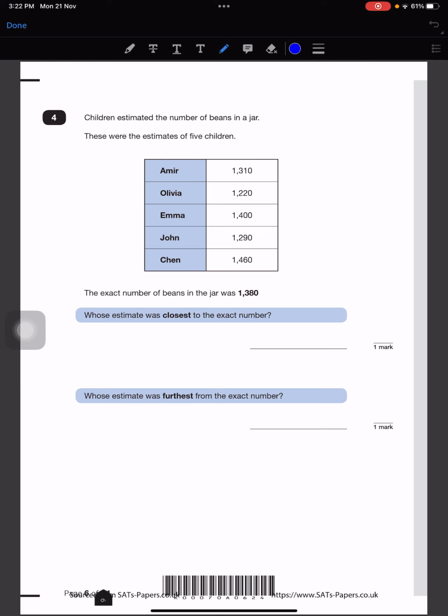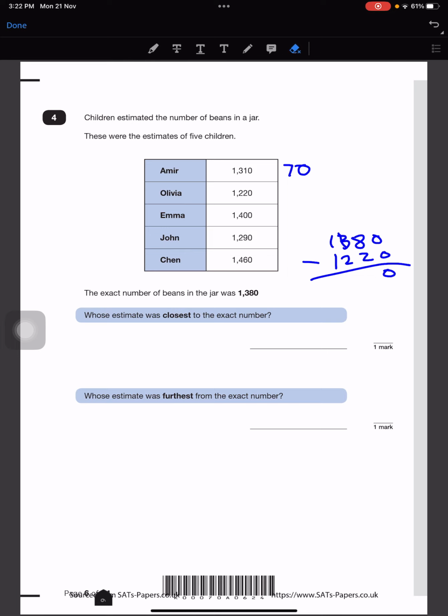Next, okay, children estimate the number of beans in a jar. These were the estimates of 5 children. The exact number of beans in the jar was 1,380. Whose estimate was the closest to the exact number? Okay, so this is simple. What we're going to do is we're going to actually subtract every single child, and we're going to see who has the closest and who has the farthest estimate. So here will be 70, because as you can see, if we subtract it, then 70 will be it. So now let's check this person. So we're going to subtract 1,380, subtract 1,220. There we go. Okay, so this will be a 0.